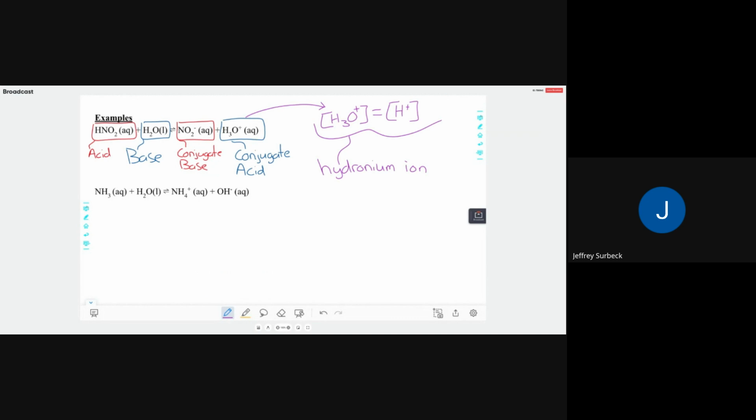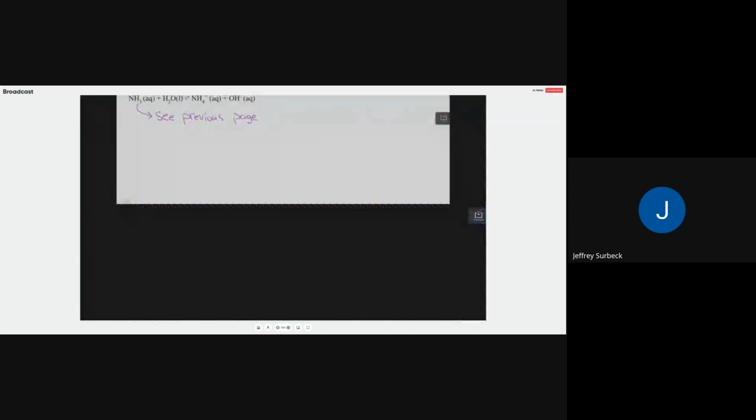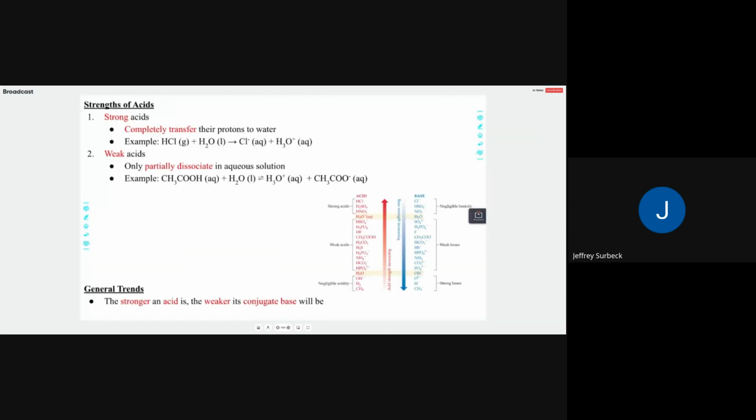Now, as a reminder, with this problem here, you need to see the previous page because we already identified the conjugate acid-base pair. Any questions? Does anybody still need them? Good. All right, so moving on here, we keep going with this, okay?